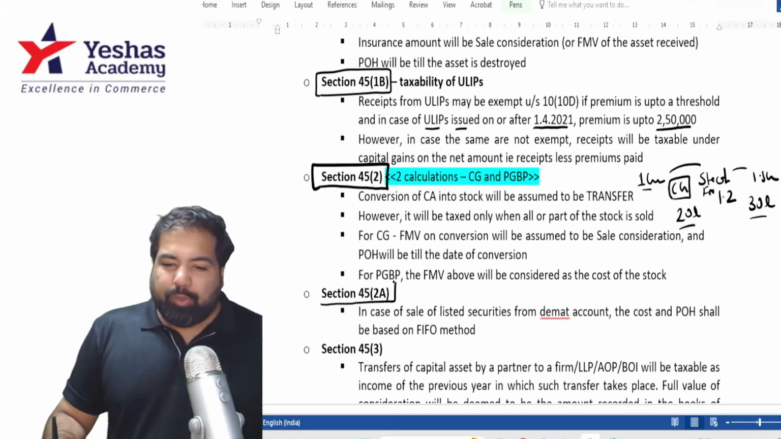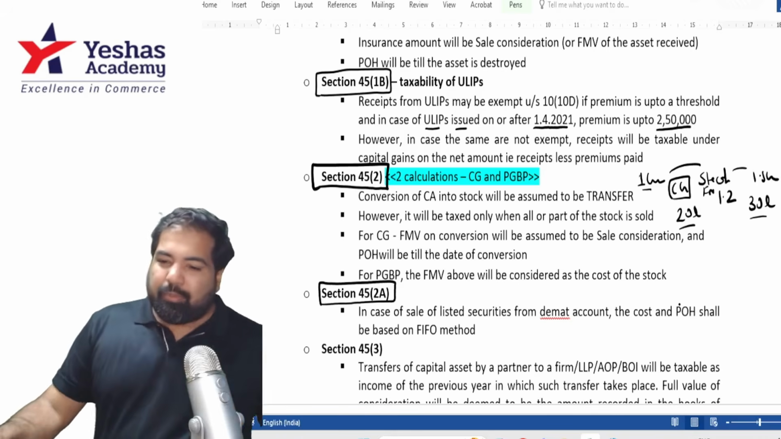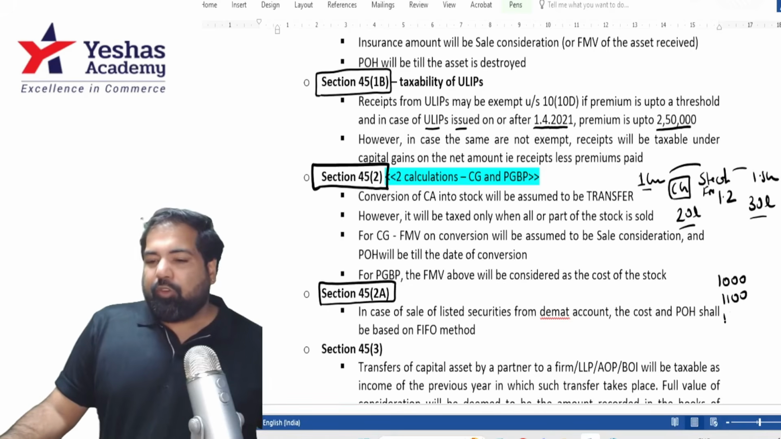Next, section 45(2)(a). What it basically says is that if I have some shares in my Demat account, example, I bought some Reliance shares, first for 1,000 rupees, then for 1,100 rupees, and then for 1,500 rupees.